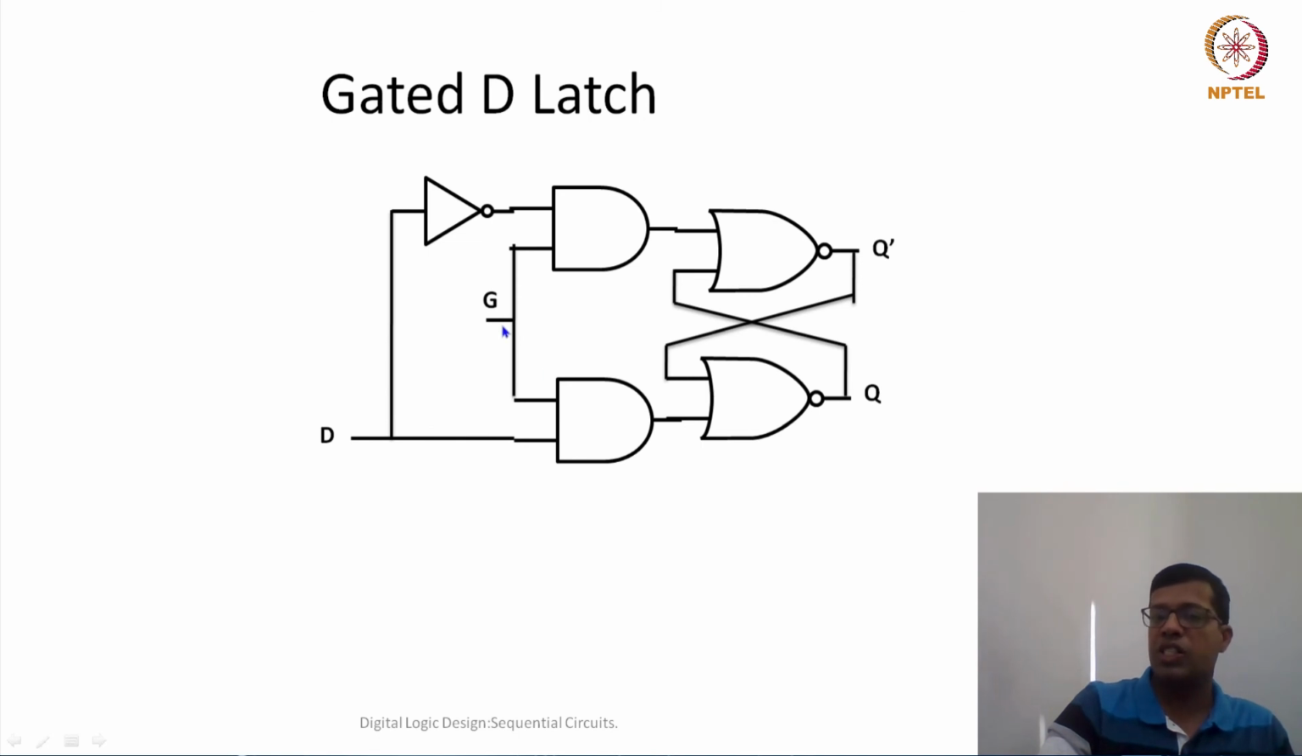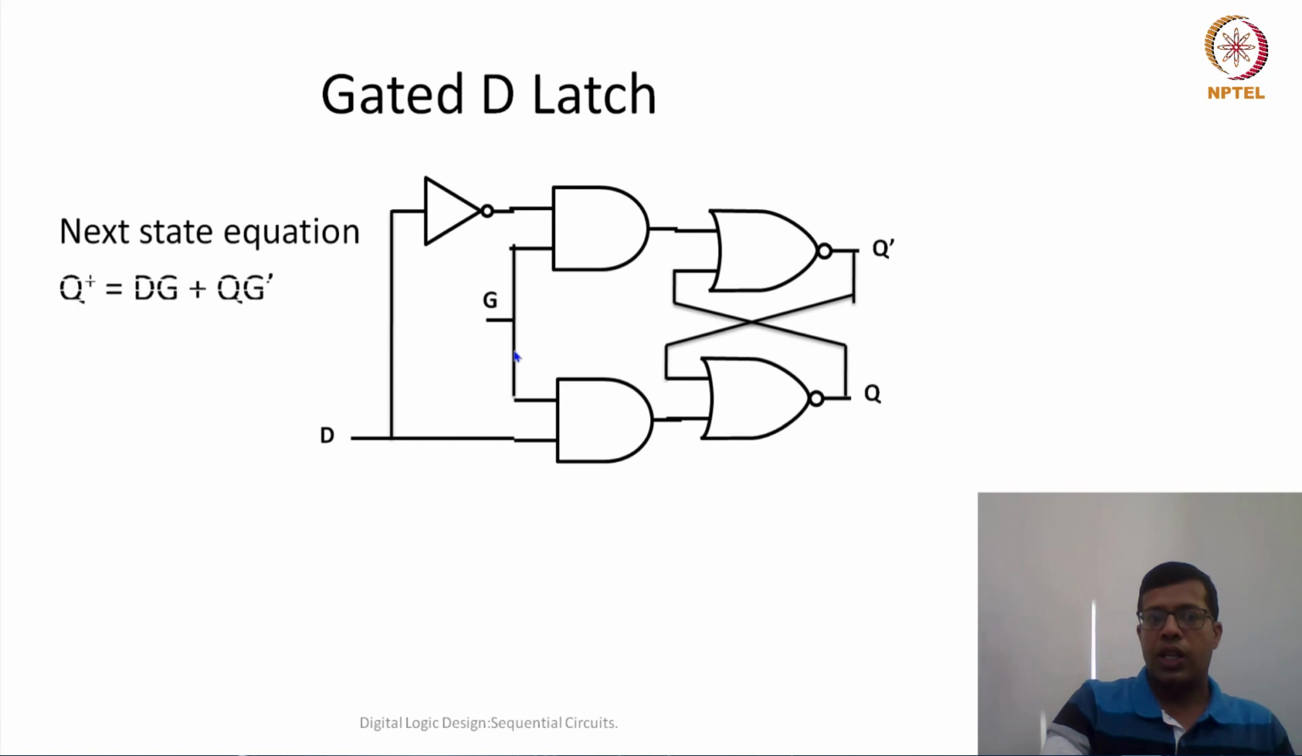That means whenever G is 0, whatever was stored would be retained in the output, so this works like a storage element whenever G is 0. So the next state equation we can simply write as Q next equal to dG plus Q. That means if G is 1, then whatever is the value of D is the next state. If G is 0, then whatever was the Q would be the next state.